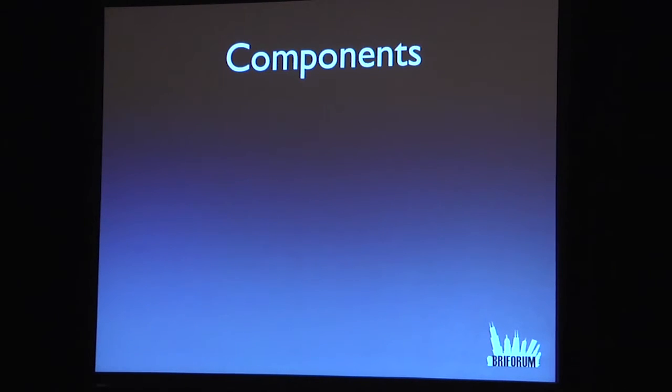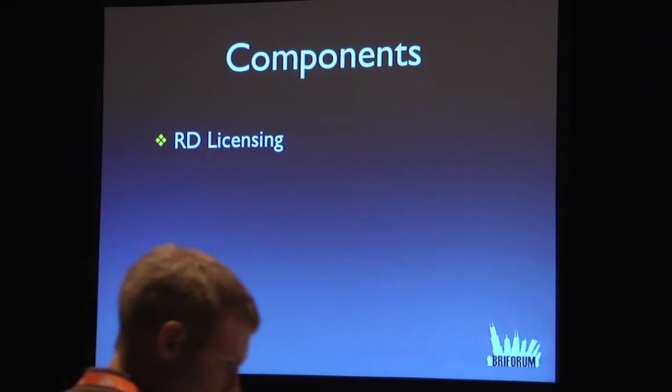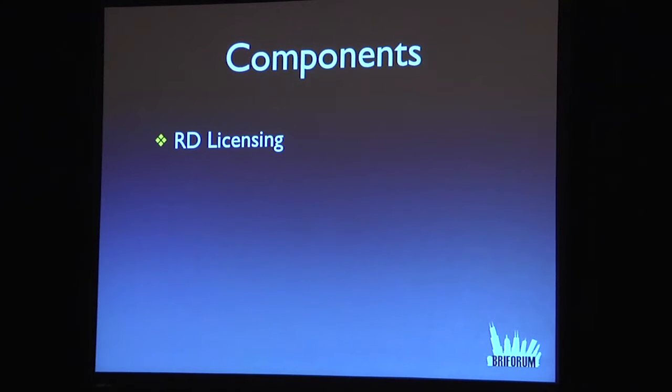Let's take a look at the components then. First obvious one, licensing. So if you are deploying a new RDS deployment, you need to have your licenses sorted out. This is one box, sits there, you activate, you add your licenses per user, per device, and you are done. Then you just point your farm, your servers, your everything to the licensing server.